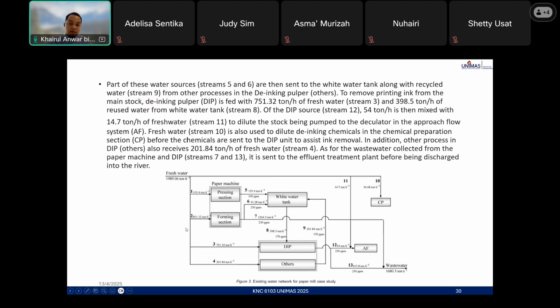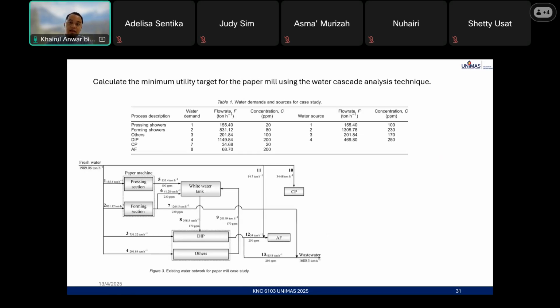So again, number 1, the inlet here. This is the demand. This is 5, 6, 7, plus 9. This is the source. So in terms of source, calculate the minimum fresh water using the water cascade system.